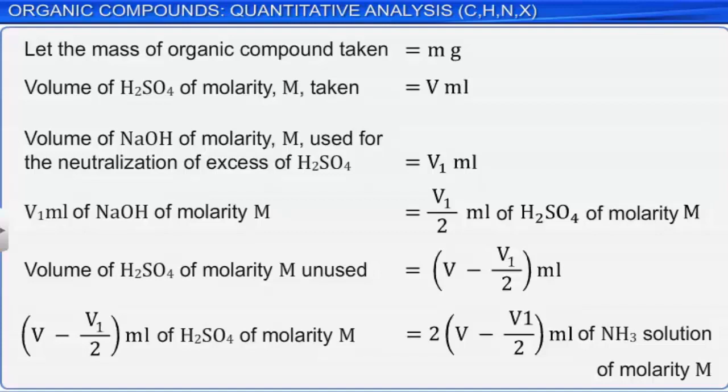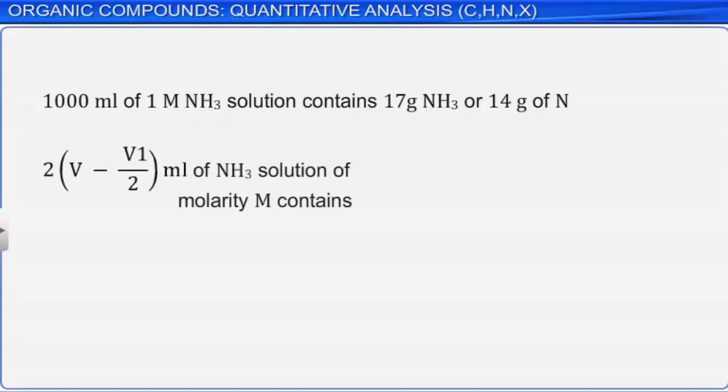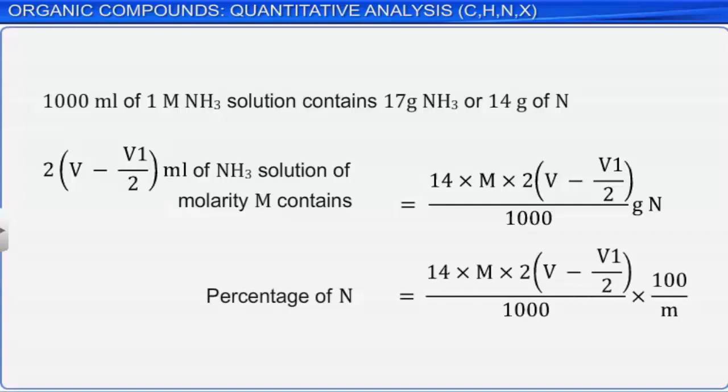We know that 1000 ml of 1 molar ammonia solution contains 17 grams of ammonia or 14 grams of nitrogen. Therefore, 2 multiplied by V minus V1 by 2 ml of ammonia solution of molarity M contains 14 multiplied by M multiplied by 2 multiplied by V minus V1 by 2 divided by 1000. Therefore, the percentage of nitrogen is equal to 14 into M into twice V minus V1 by 2 divided by 1000 and multiplied by 100 by m.